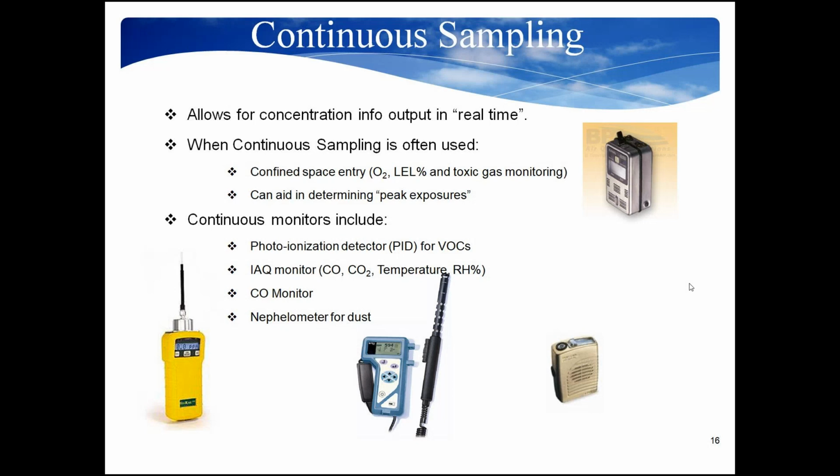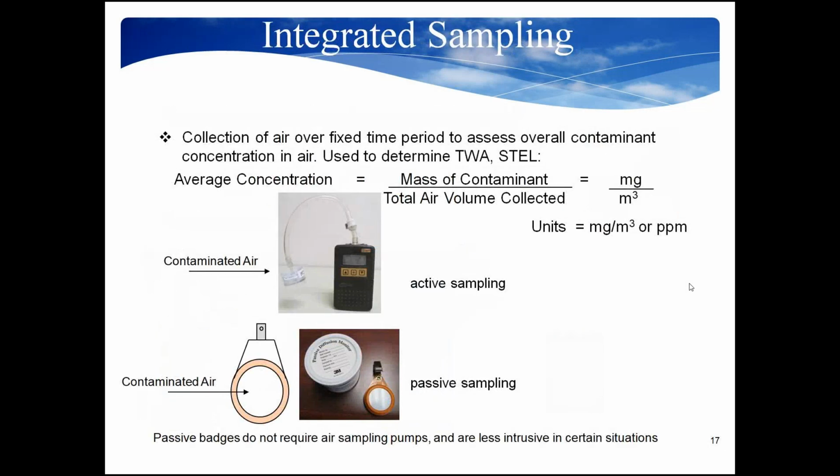Continuous monitors may include, from the left, a PID, an IQ monitor in the middle, and on the right a CO monitor. And there are also devices out there to measure real-time dust levels. If we're not using a continuous monitor, we'll likely be doing integrated sampling, which requires the use of a pump and sorbent media, or, as the bottom picture shows, a passive sampler.